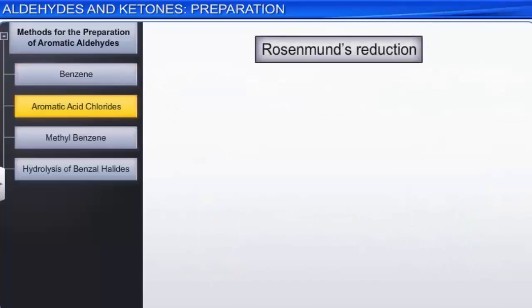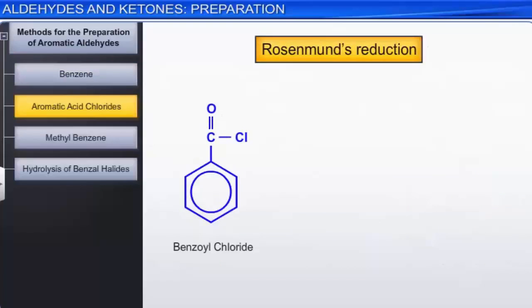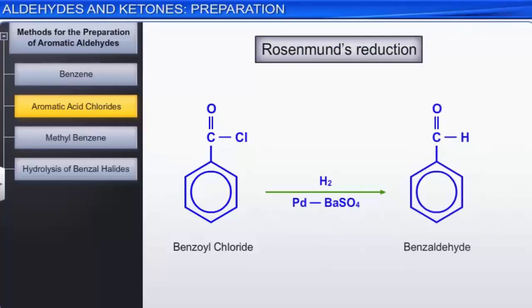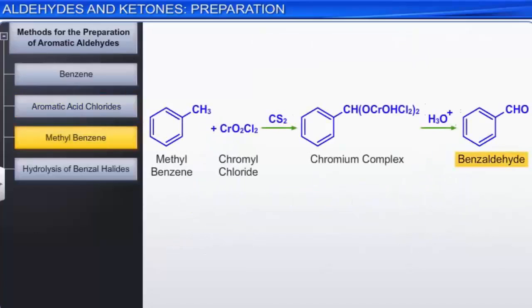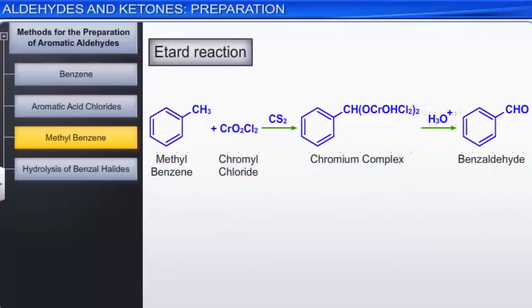As you have seen earlier, Rosenmund reduction of benzoyl chloride with hydrogen in the presence of palladium on barium sulfate in quinoline also gives benzaldehyde. Benzaldehyde or substituted benzaldehyde can also be prepared by the oxidation of methylbenzene with chromyl chloride to a chromium complex followed by hydrolysis. This reaction is known as the Etard reaction.